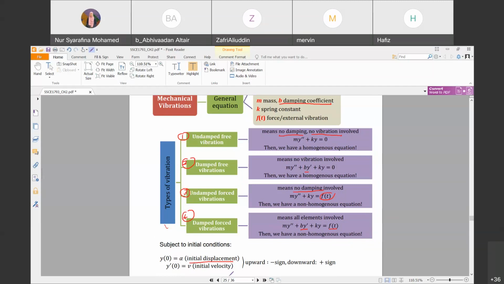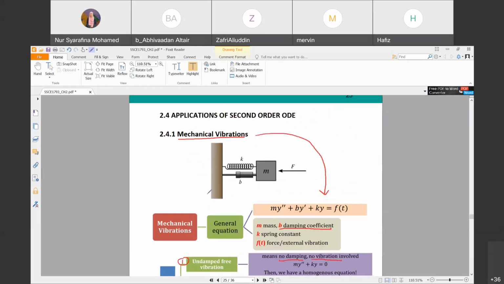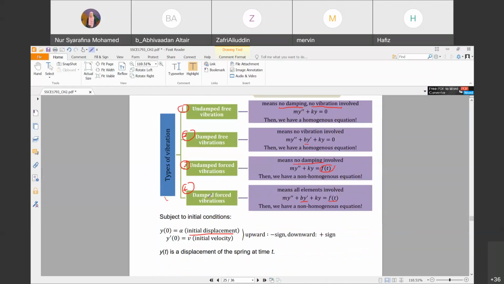So upward stands for the negative sign, the downward stands for the positive sign. How can you identify this? By pulling the spring. If you pull the spring upward, then it will be in terms of a negative sign. If you pull the spring downward, then it can be in terms of a positive sign. And we want to solve for y.